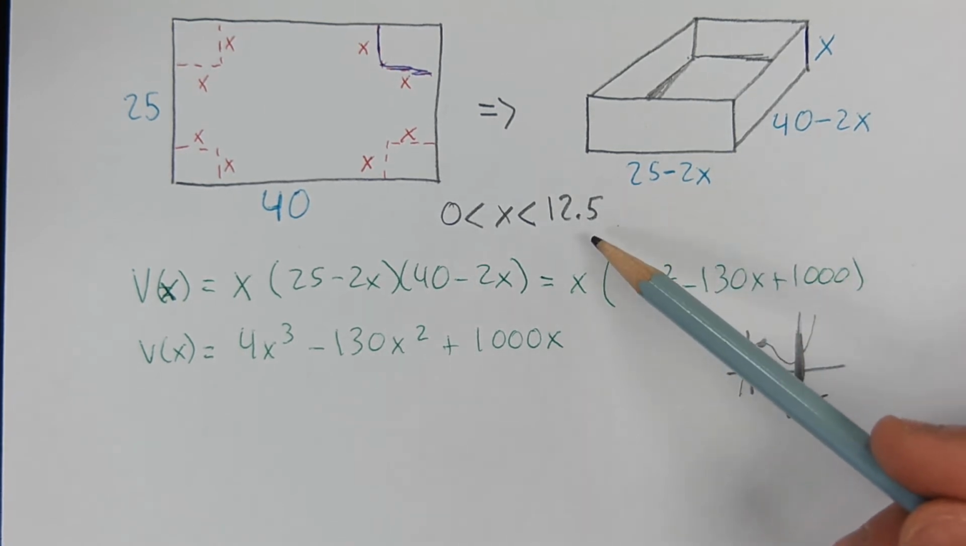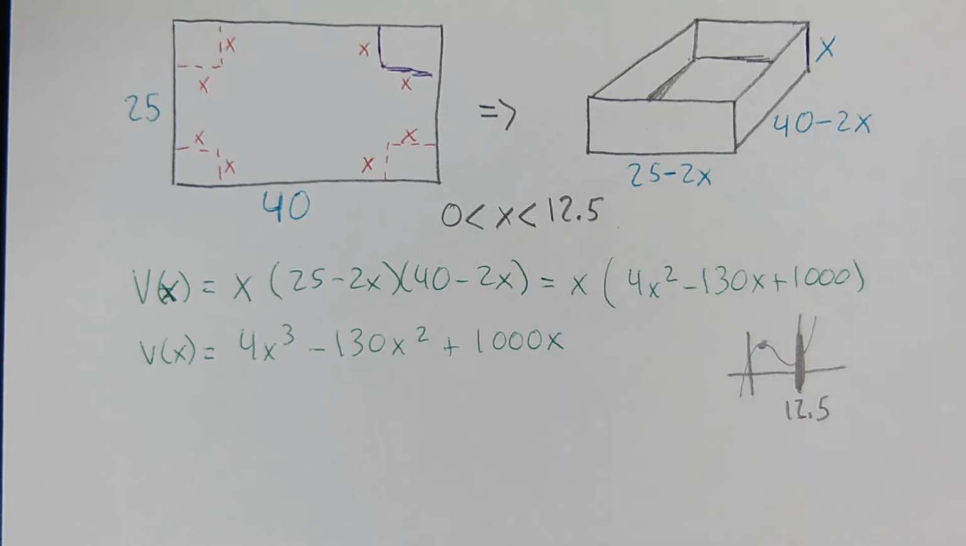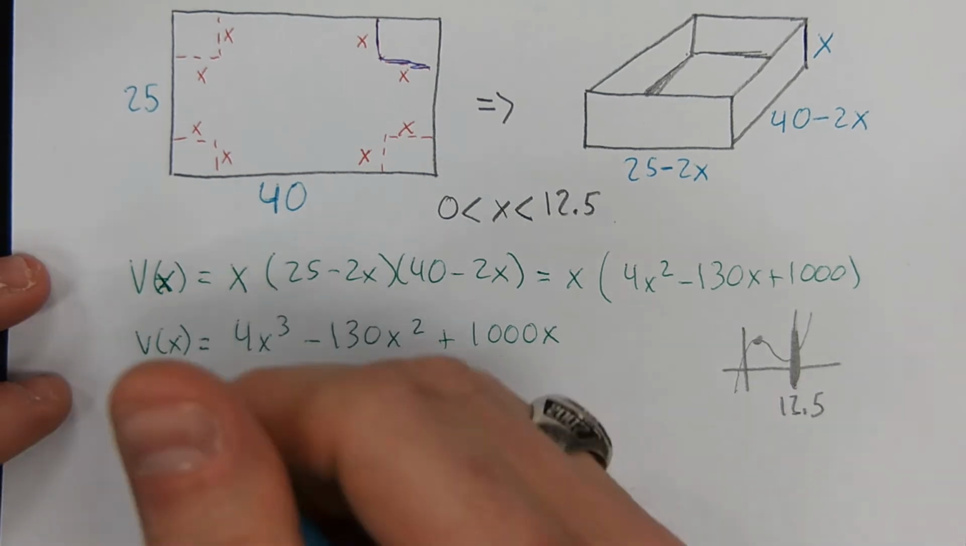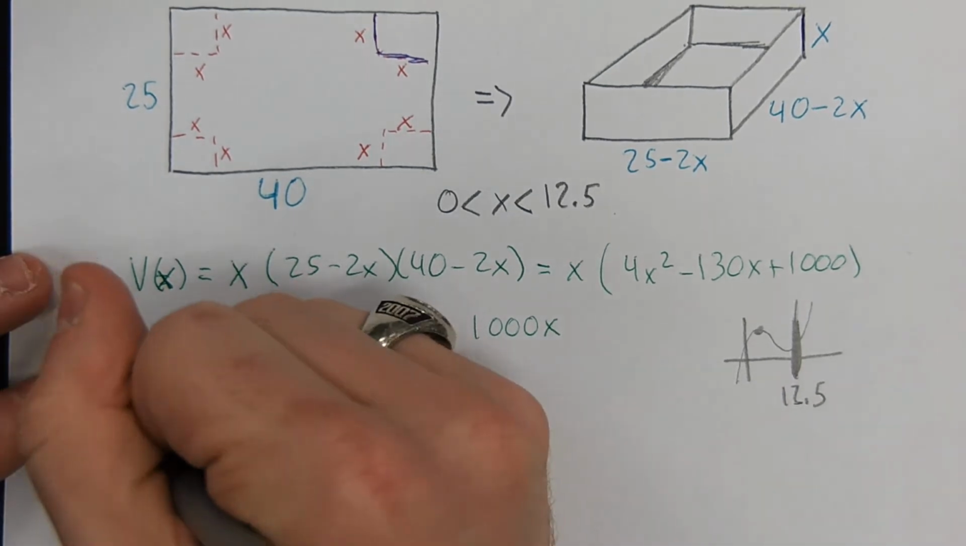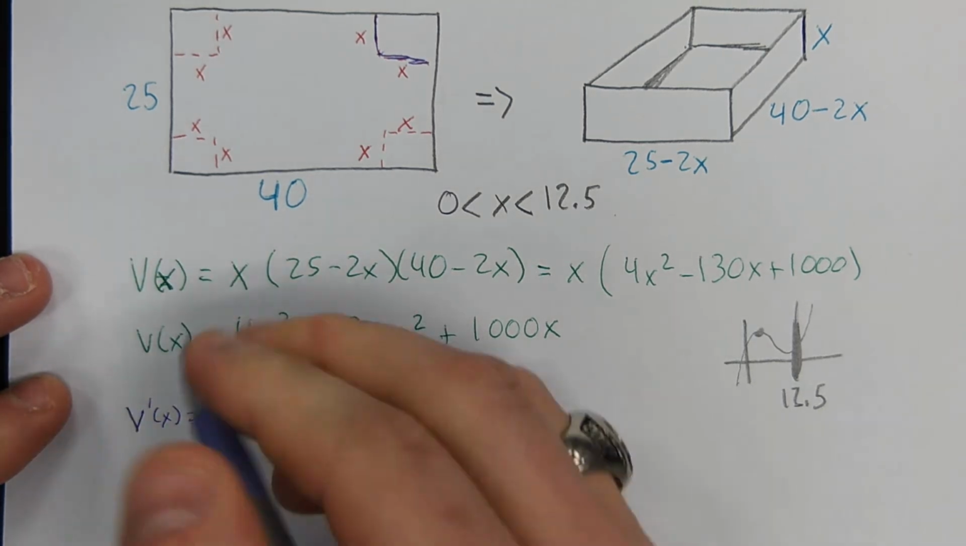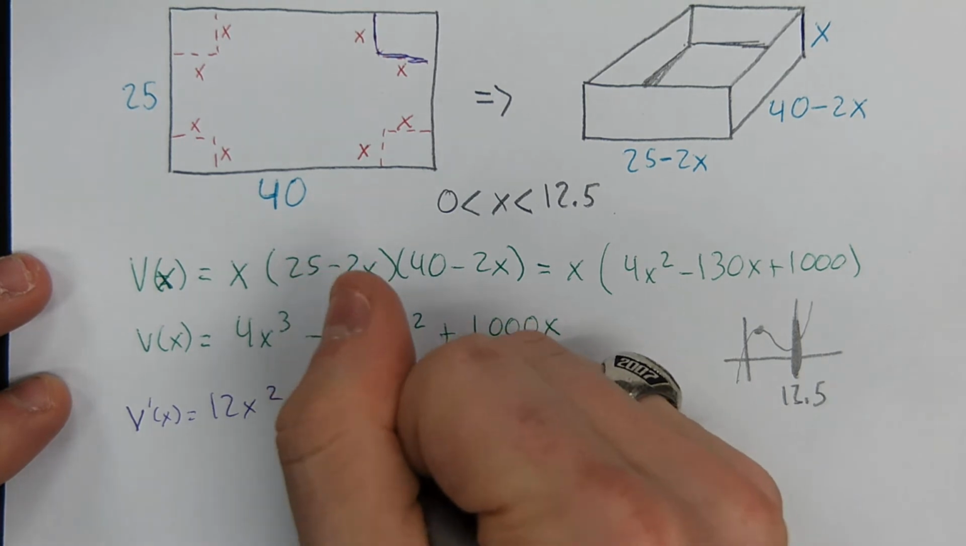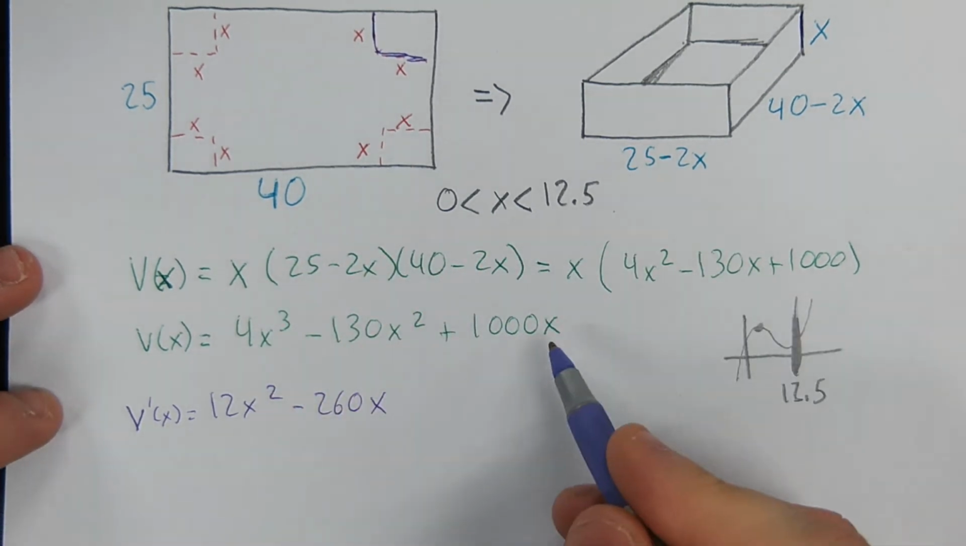Again, this wasn't necessary, this was. Because what we're going to do now is figure out where this maximum is using the first derivative. And it had better lie between these two x values. Let's find our first derivative. Let's use purple. V prime. Bring the 3 down, get 12x squared. Bring the 2 down, minus 260x plus 1,000.